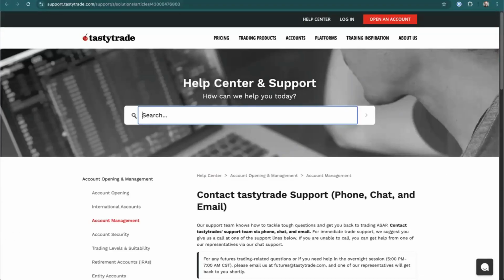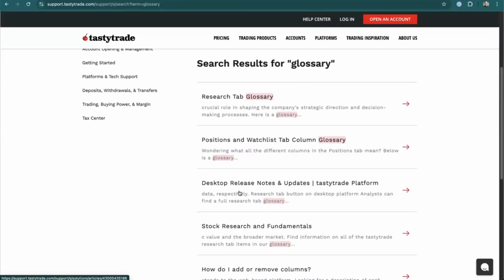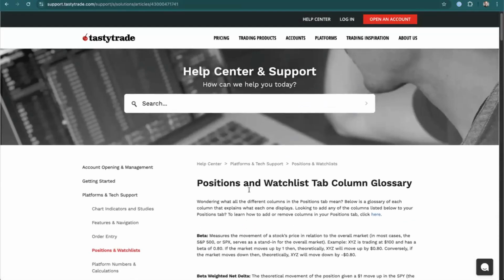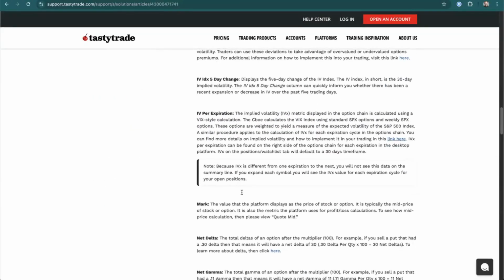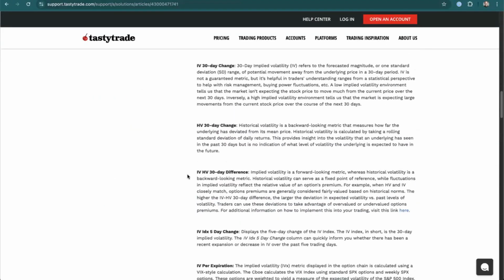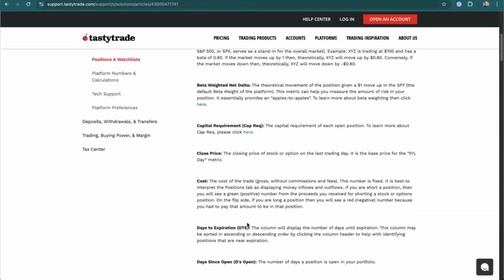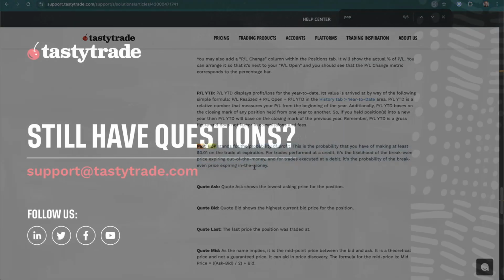And I saw someone ask about definitions earlier too. We have a glossary on our help center here. So you can go look up our Positions and Watch tab glossary and check out all the different definitions for the different values. So you can see, like, we mentioned extrinsic value, where to find the definition. You can see the definition for extrinsic value here, or probability of profit, or POP. Find a definition for that too.